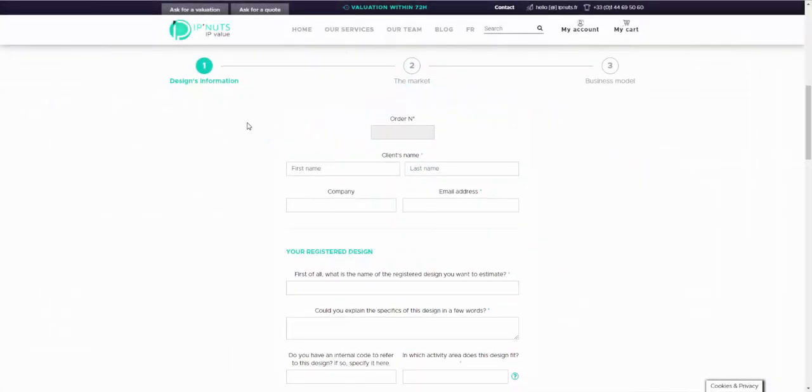Let's start with the first part. So the first field you have here is your order number. When you come to this page through your account or your order, this field must be already completed. If it's not the case, you should relaunch the questionnaire through your account or your order to be sure that we can link your questionnaire to your order.